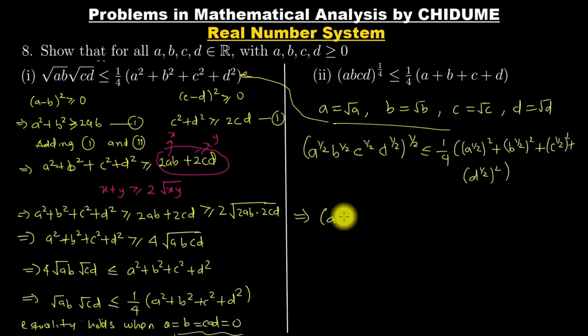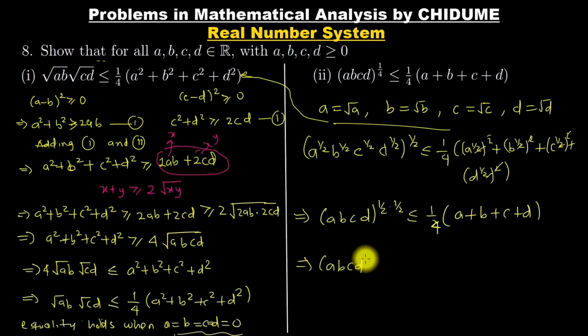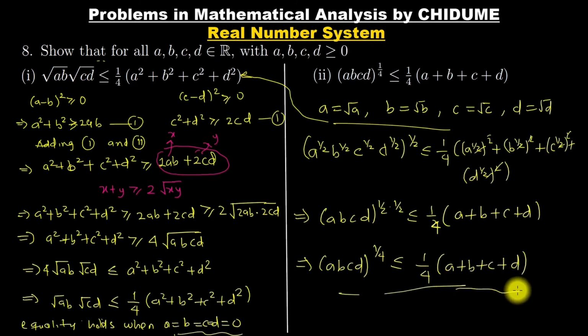a multiplied by b multiplied by c multiplied by d, of course everything is raised to the power of 1 over 2. That means I'm going to have 1 over 2 times 1 over 2, which is less than or equal to, sorry, this is 1 over 4 open brackets a plus b plus c plus d, because these will cancel each other like this. Got it? So that means I'm going to have abcd raised to the power of 1 over 4 less than or equal to 1 over 4 open brackets a plus b plus c plus d. And we are done with the proof.